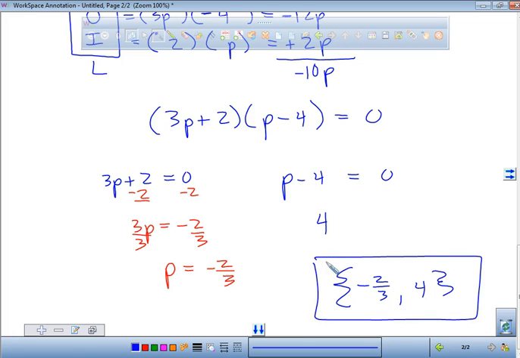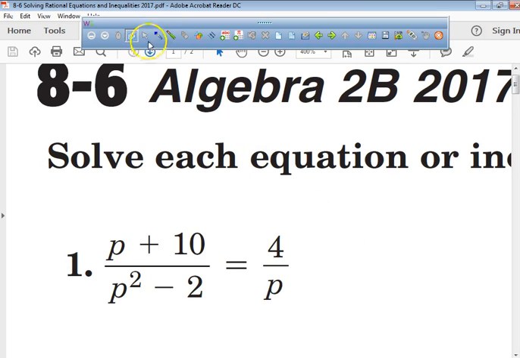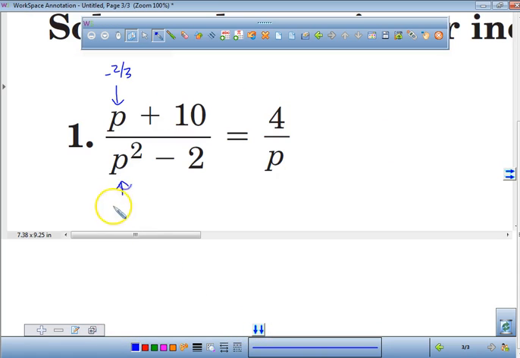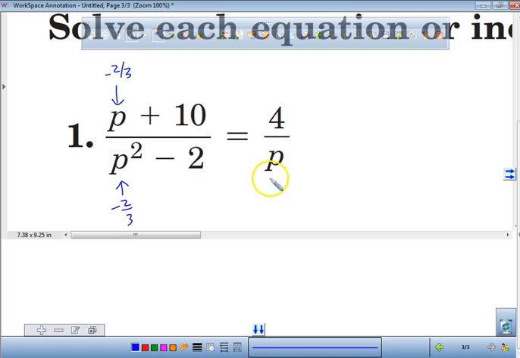Now, if you get your graphing calculators out, I'm going to show you how you can check your answer to make sure that your answers work. All right, now I'm going to show you how to check these answers. Let's take a look at our equation right here. We're going to plug in negative 2/3 first, wherever you see a value for p. I'm going to show you how to do that in the calculator.